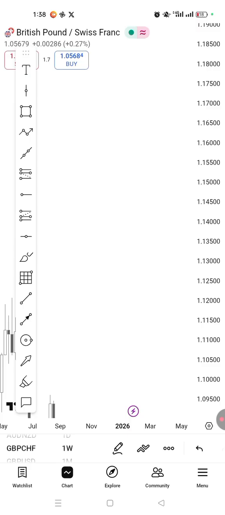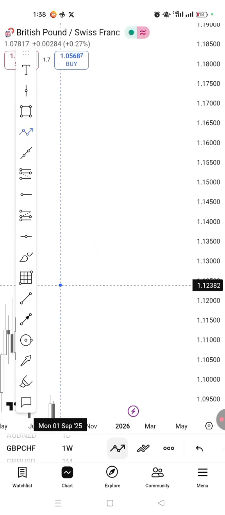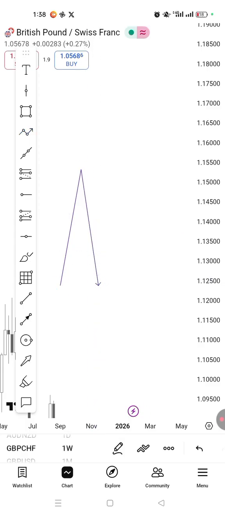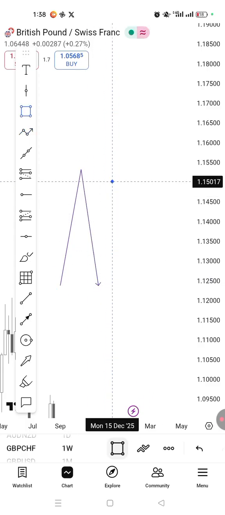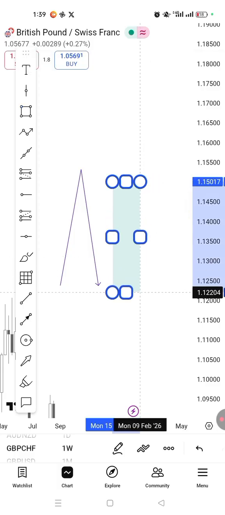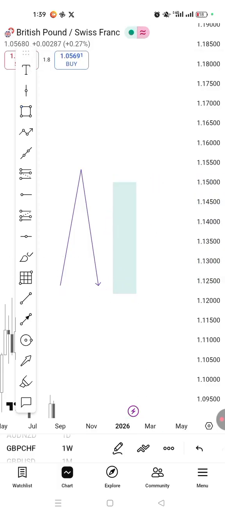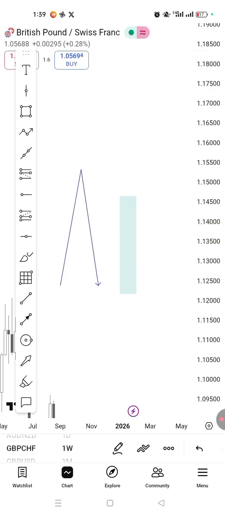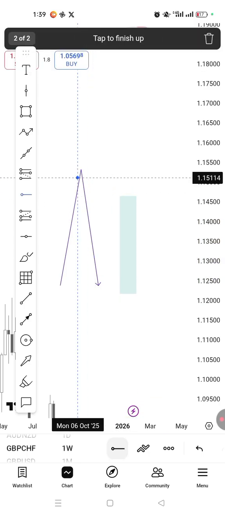Now when it comes to bias building, there are two ways we can build bias, which is through key level or through liquidity. I did a short video on this, and I said that the best way to build bias is using the two. Yes, not just using one. If you can combine the two, which is liquidity and key level together, you have more win rate.